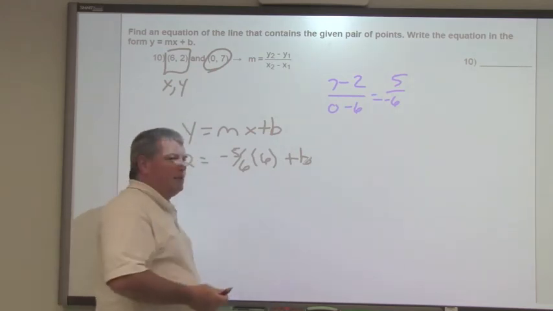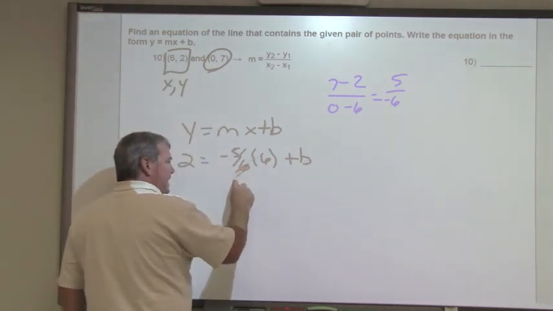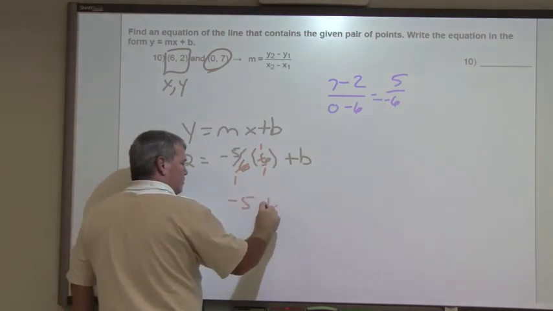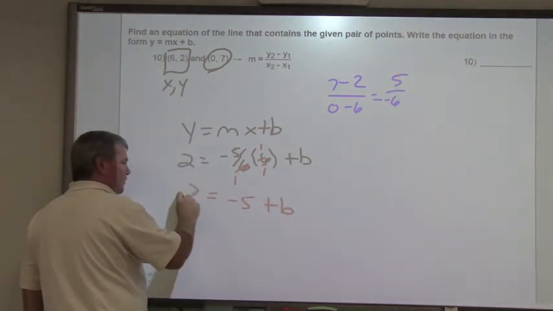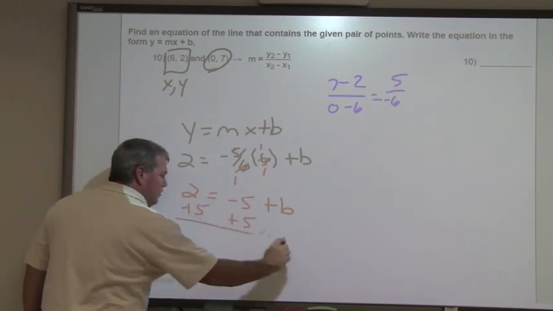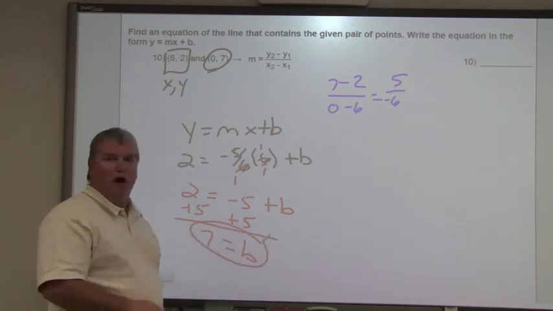Now if you've got a scientific calculator, you can figure this out pretty quick. Negative 5/6 times 6. The 6's actually simplify out. So you get negative 5 plus b on this side, and the 2 still over here. Then we add 5 to both sides. And when we do, we get 7 equal to b. What is b? Our y-intercept.